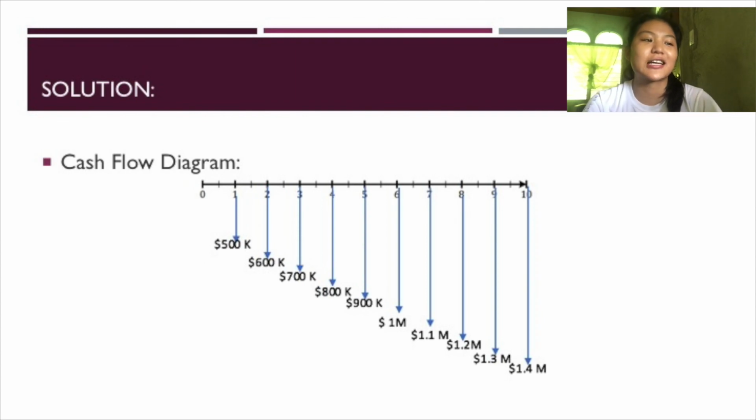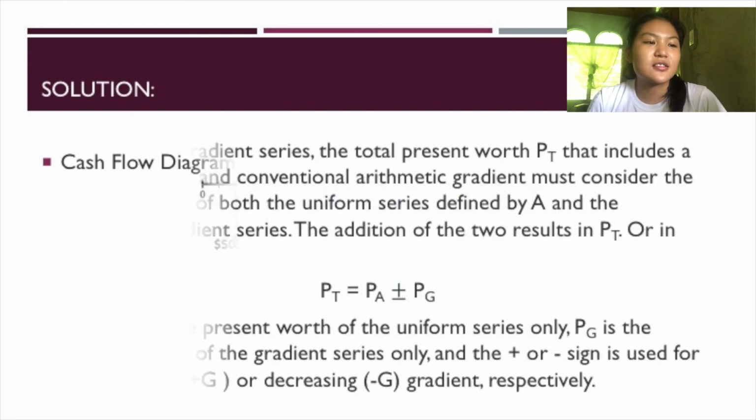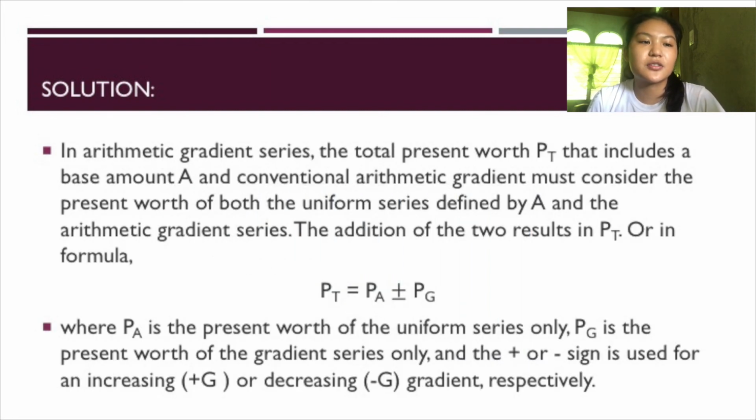So by showing you the cash flow diagram, the deposit is increasing by a constant amount each period, and this is an example of an arithmetic gradient series. The amount of increase or decrease is the gradient. In an arithmetic gradient series, the total present worth P sub t that includes the base amount A and a conventional arithmetic gradient must consider the present worth of both the uniform series defined by A and the arithmetic gradient series. The addition of the two results in P sub t, or in formula, P sub t is equal to P sub A plus or minus P sub G, where P sub A is the present worth of the uniform series only and P sub G is the present worth of the gradient series only, and the positive or negative sign is used for an increasing or decreasing gradient respectively.